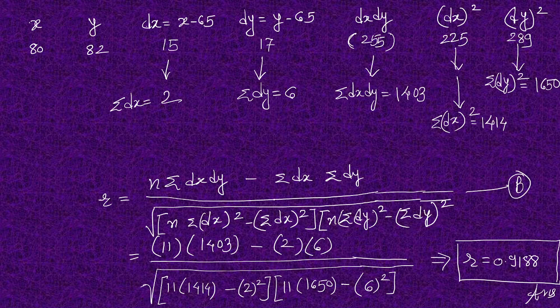In this way, we find out the coefficient of correlation if the values of x bar and y bar, any one value of x bar or y bar is in decimal, then we have to apply this formula.